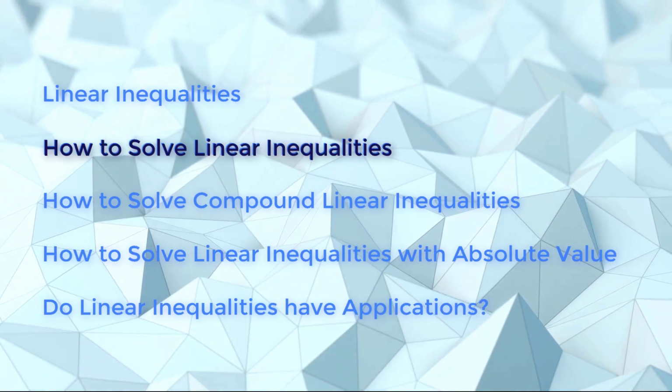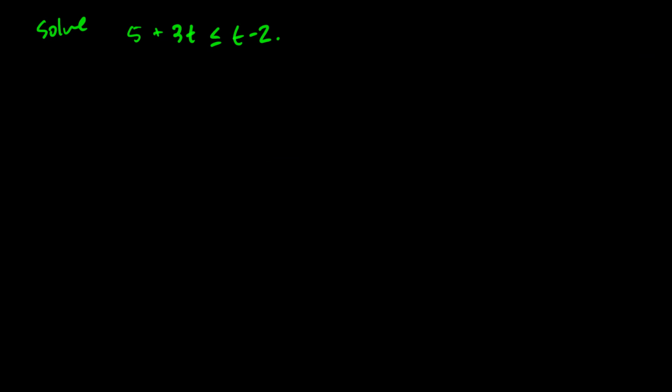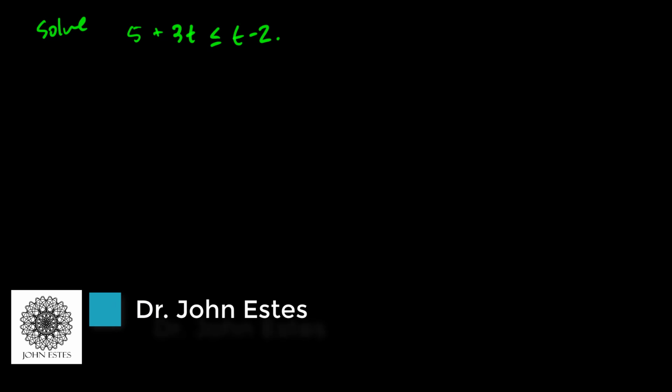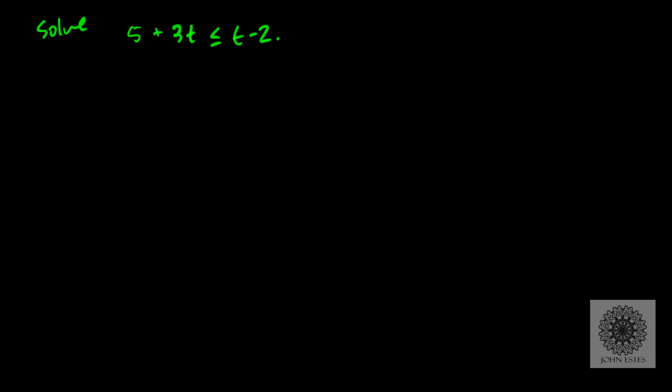Okay, so I want to look at solving linear inequalities. The difference between a linear inequality and an equation is that in a linear equation, you're solving for an exact answer that's going to make that a true statement. With linear inequalities, like this one I have here, 5 plus 3t less than or equal to t minus 2, the less than or equal to means that there's a whole lot of stuff that I can plug in for t and still get a right answer.